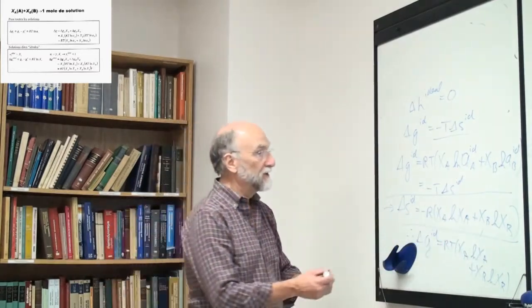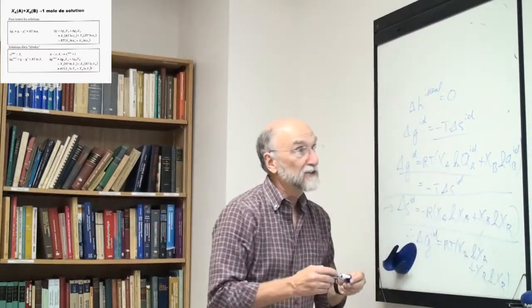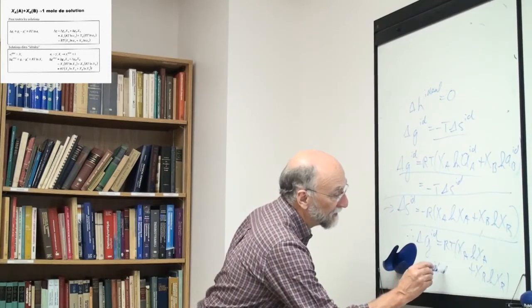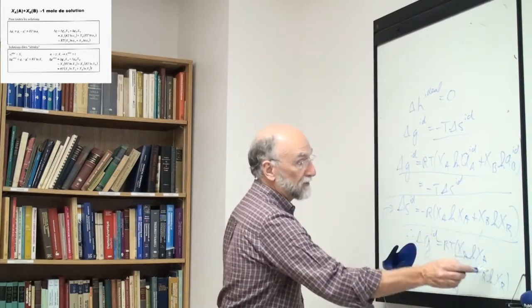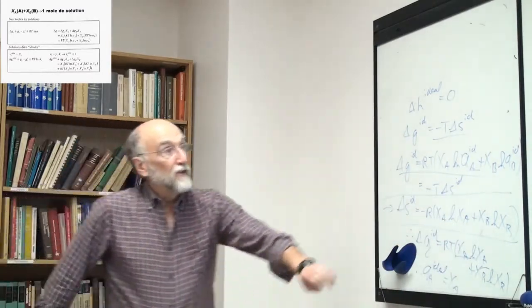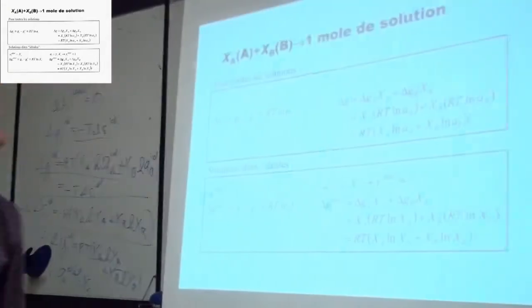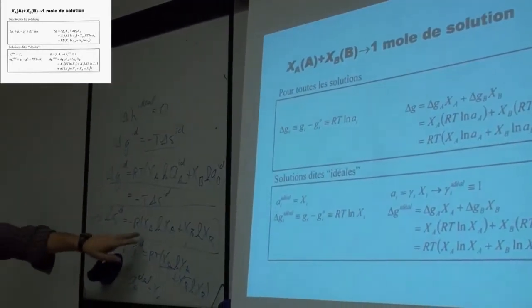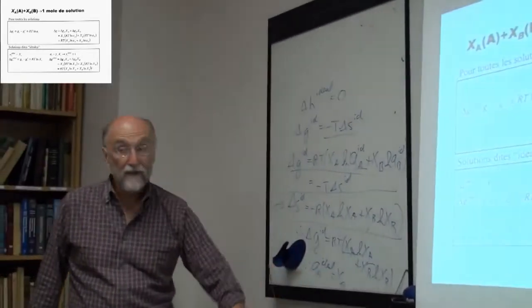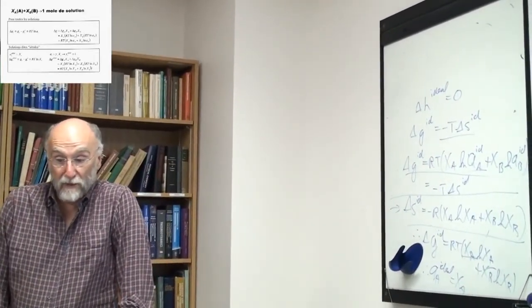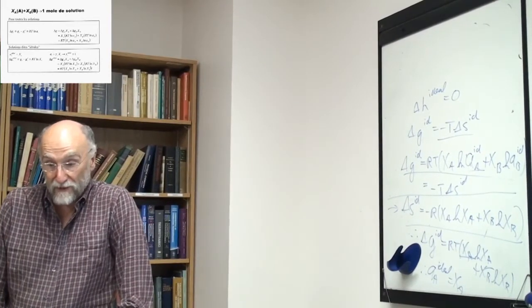But from the definition, for any solution, delta GA is RT log activity of A. Therefore, activity of A ideal equals XA when you compare this to that. So hence, this is simply from the definition of activity. If we make the assumptions of an ideal solution and use Helmholtz k log W, we end up with this expression for the Gibbs energy of mixing, so it shows that the ideal activity is the mole fraction. So that's the true definition of the expression of activity, ideal equals mole fraction.